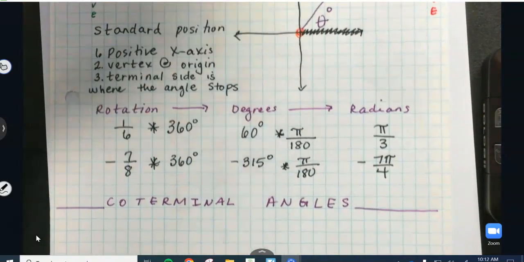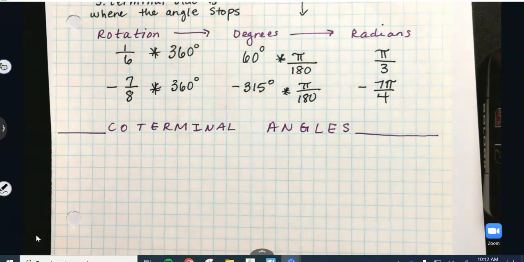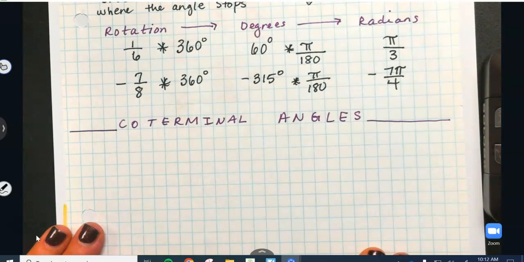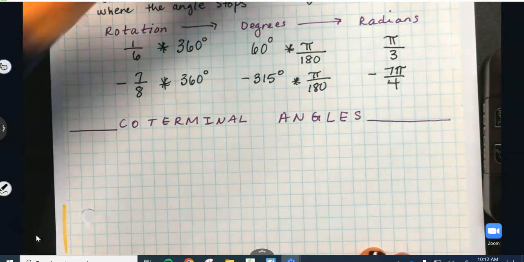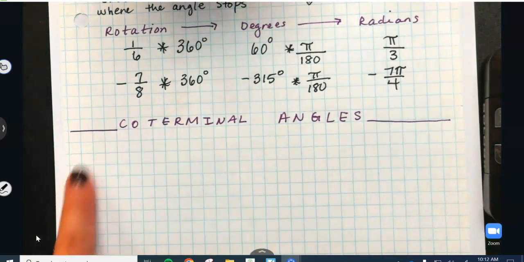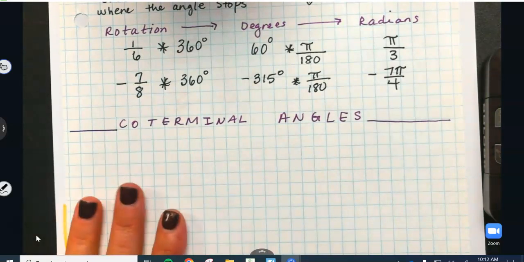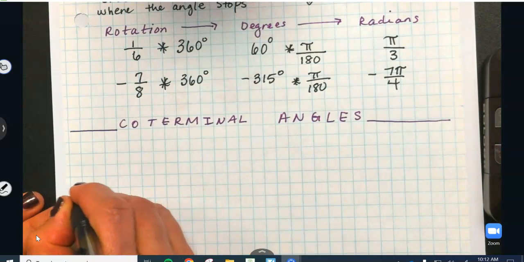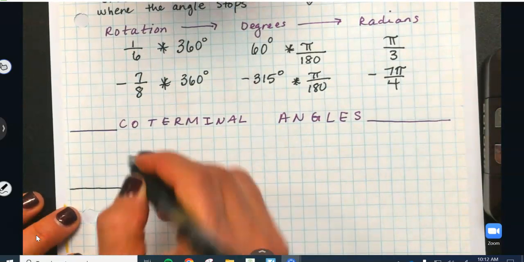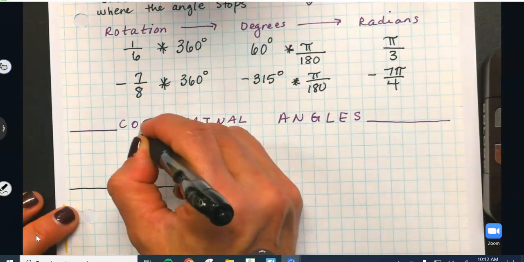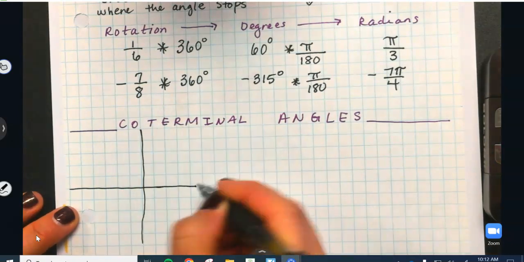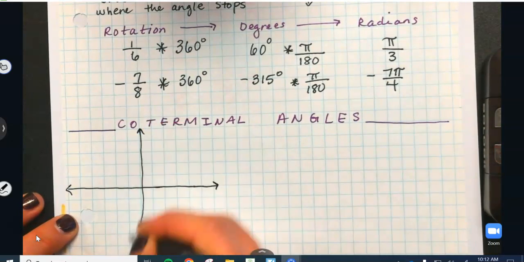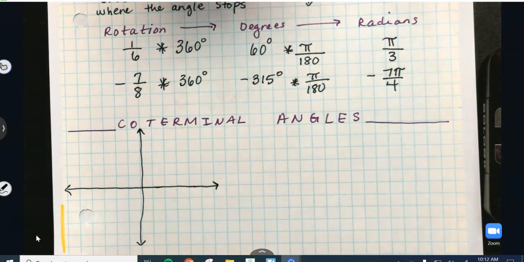Ooh, I need to scoot my paper down. Okay, so I'm kind of at the bottom quarter of my paper. Let me organize my space here. What we're going to do is, if you could, just sketch an X and Y axis over here, on the left side of your paper. And we're going to draw quite a few things on this.